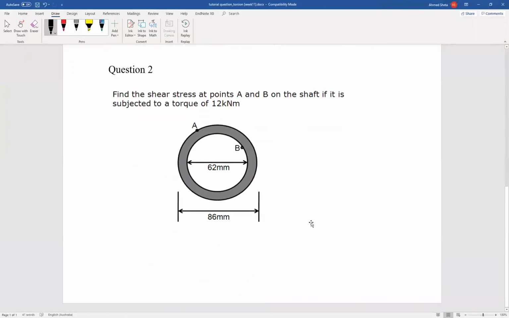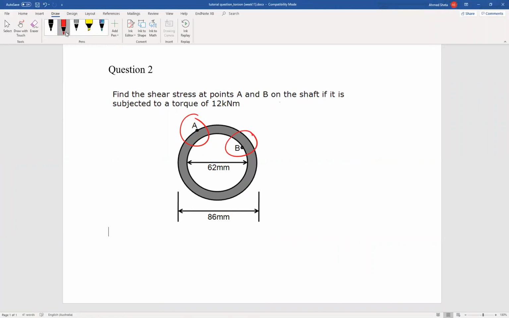Okay, so now shift to the second question. You can see the problem now. Okay, so the second problem we have is also a straightforward example, but for a hollow section, not for a solid section. Here we need to find again the shear stress due to torsion at point A and point B, due to an applied torque of 12 kilonewton meter.